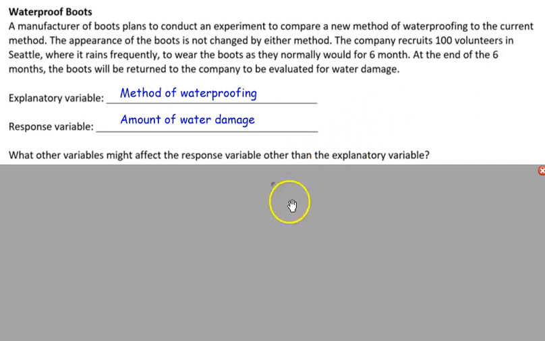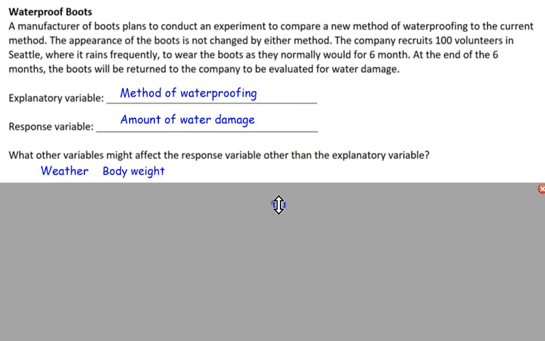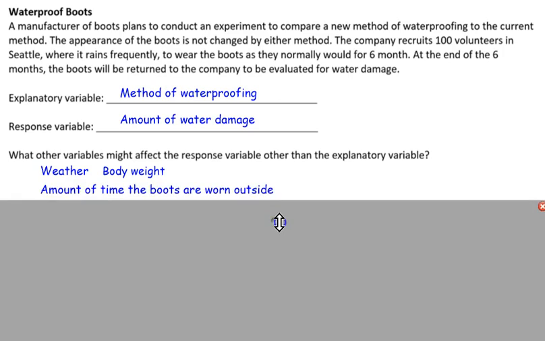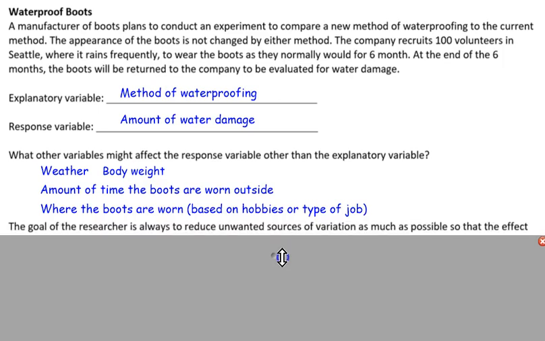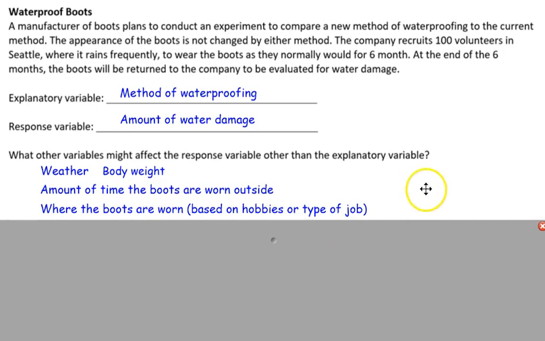Well, some of the things that the class came up with were obviously how bad the weather was. Perhaps the body weight of the person might affect the amount of wear, the amount of time the boots are worn outside, where the boots are worn, maybe based on your hobbies or your type of job. So there's a lot of variation that could explain amount of water damage other than the method of waterproofing.